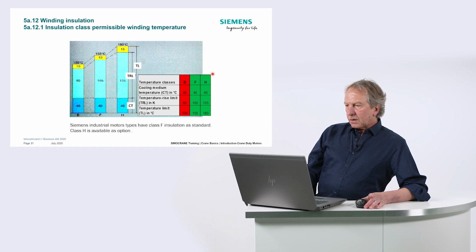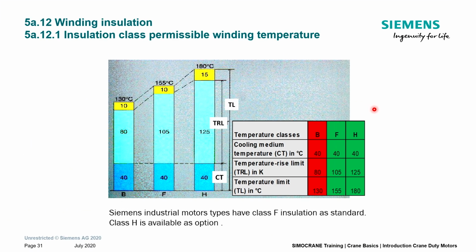Some other issues about motors is temperature class. In the past, actually, there was also a class B. This is not valid anymore. So the standard at Siemens is class F, and on special request, at a little bit higher price, it's a class H. Here you see the temperatures.